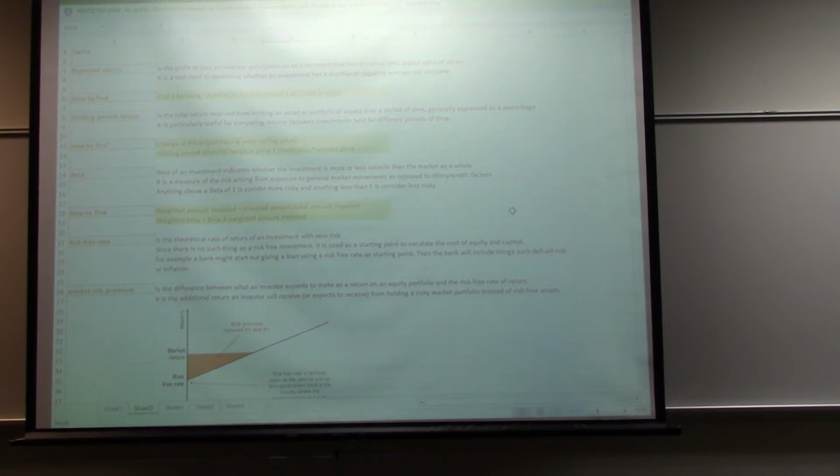Okay, so for me, I think it's kind of important to run through some terms, because I think it helps when you understand what you're looking for. This is your homework. Some of the things you're going to be looking for is expected return, which is the profit or loss an investor anticipates on an investment that has a known or anticipated rate of return. It is a tool to determine whether an investment has a positive or negative average outcome.